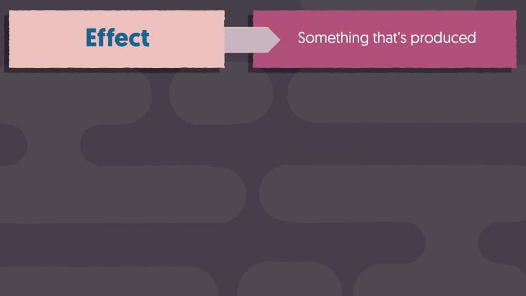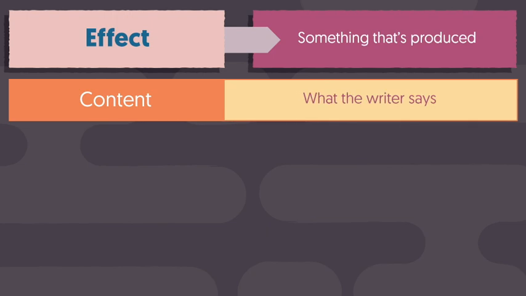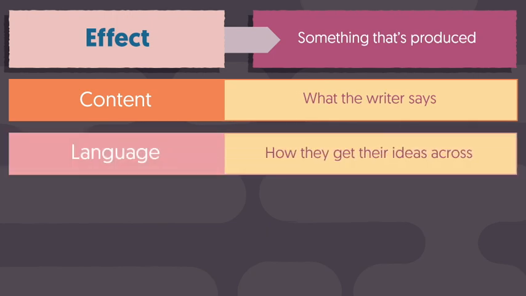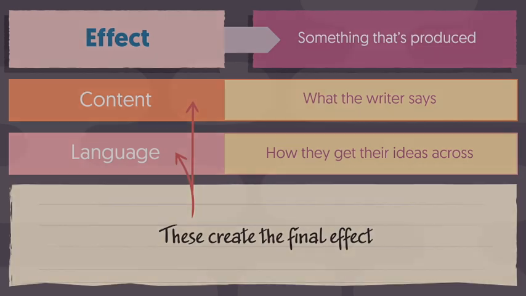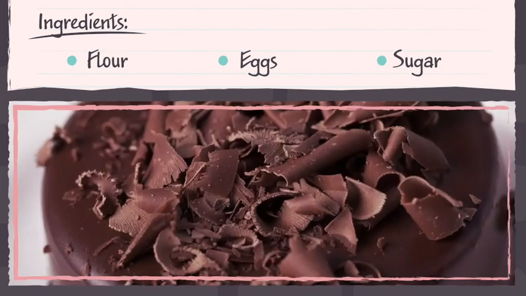An effect is something that's produced. It's the cause, result, or consequence of an accumulation of things. So when reading through a non-fiction piece, you're looking for content, otherwise known as what the writer says, and language, essentially how they get their ideas across. These are the things that come together to create the final effect or product. Think about it like a series of ingredients that come together to make a dish. For example, when things like flour, eggs, and sugar are combined, they produce a cake.